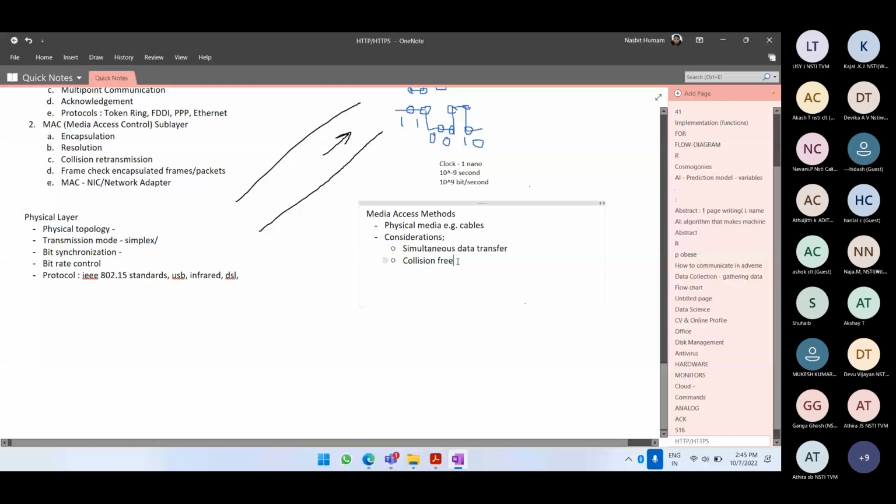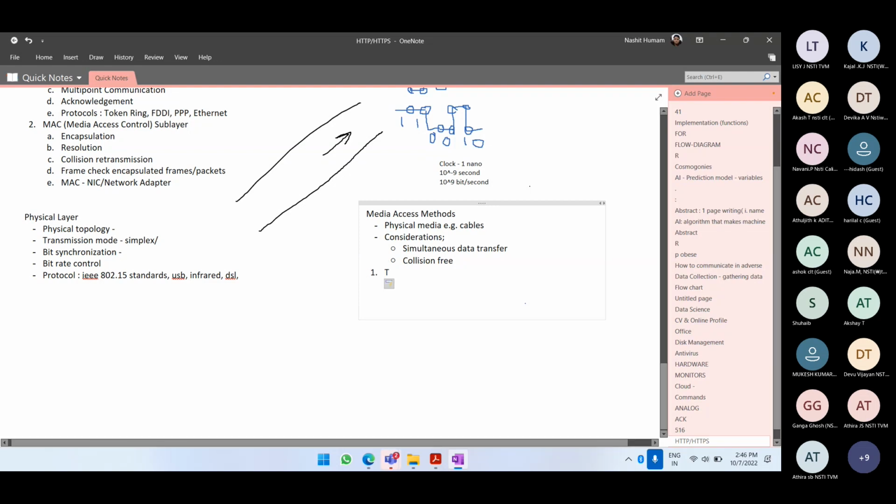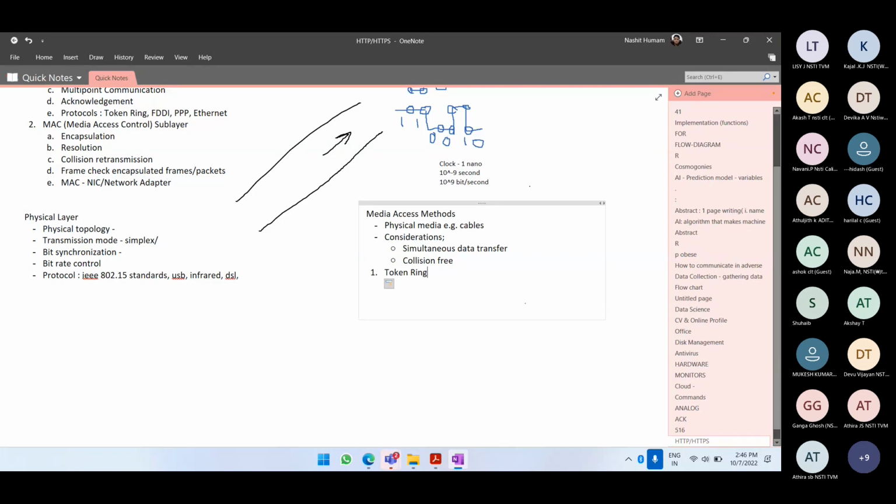So, in case we talk about the different kinds of media or media access methods, the first one that I would talk about, which I have been talking about, is token ring, or token passing. It can be said to be either token ring or token passing. Now, I hope you guys gained a little idea about this token ring algorithm.